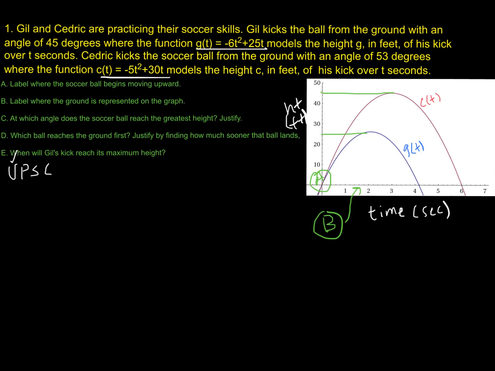Notice how many questions it's knocking out. So if I just look at my graph, I can clearly see that Gil's ball is going to intersect the x-axis at what appears to be a little more than 4 seconds, whereas Cedric's kick isn't going to hit the ground until 6 seconds. So that takes care of the first part, right? Which ball reaches the ground first? That's clearly going to be Gil's ball. So I'm actually going to go ahead and show a little work here. So we know for the first part of the question that Gil's ball reaches first.